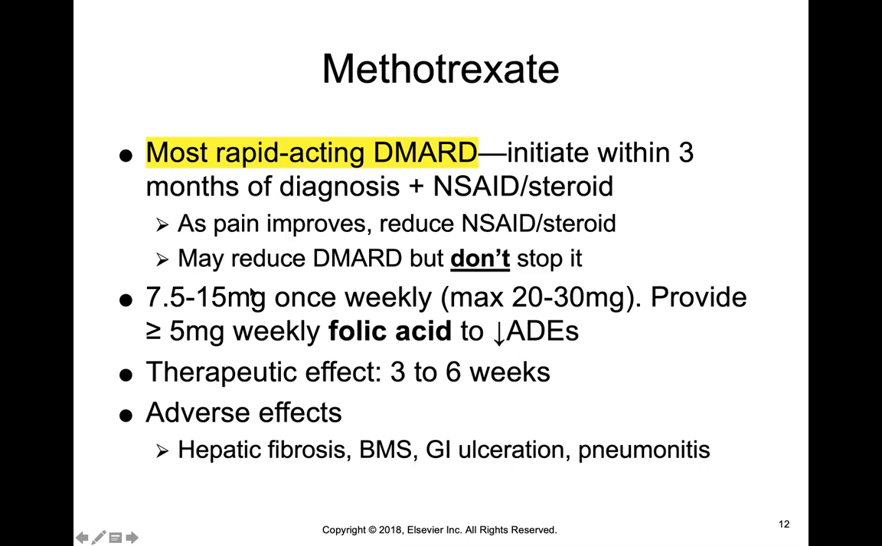And the dosing can vary, but keep in mind methotrexate in this situation is going to be dosed weekly. It's going to be 7.5 to 15 milligrams, at least initially, but you can go as high as 30 milligrams a week. And the suggestion is if you're going to go 5 milligrams or more, you should give folic acid, and that helps to decrease some of the side effects. As I mentioned, 3 to 6 weeks for it to kick in. It has some effect on the liver, so we should be monitoring LFTs. It can lead to bone marrow suppression, GI ulceration, and also pneumonitis.